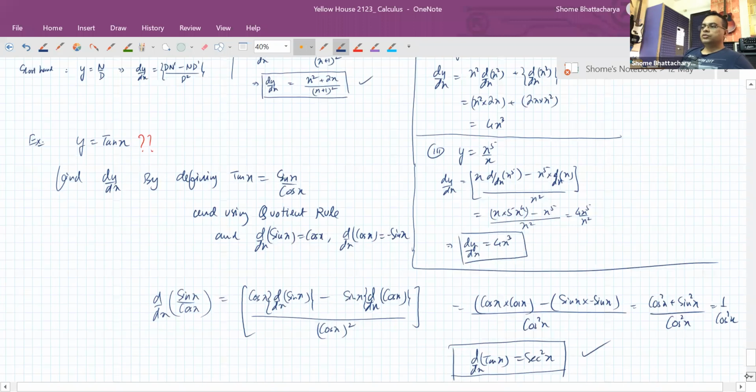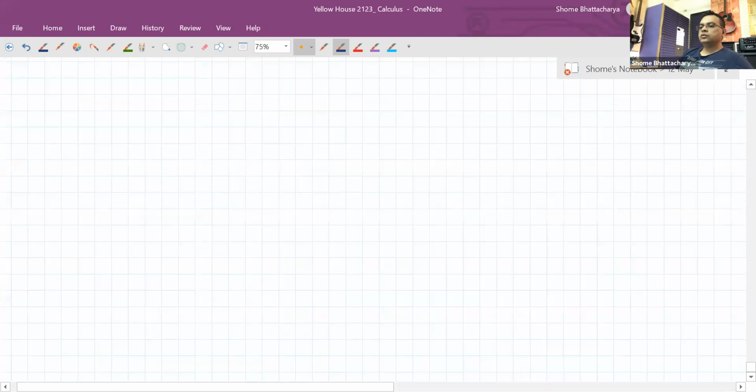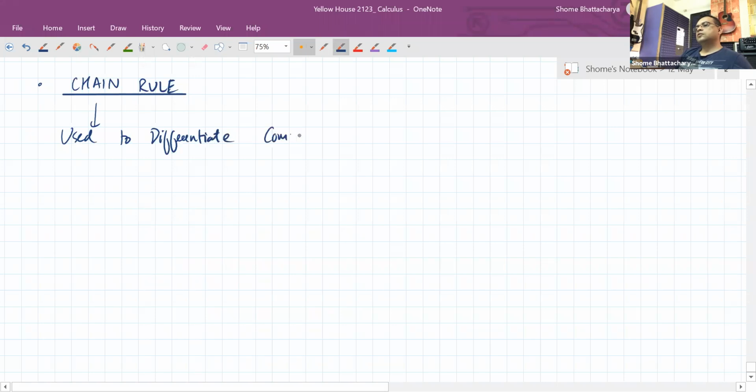Okay, so this is about the quotient rule. And now we come to the final property of differentiation, which is called the chain rule. The chain rule is something that we use to differentiate what are called composite functions. A composite function is basically a function operated on a function.